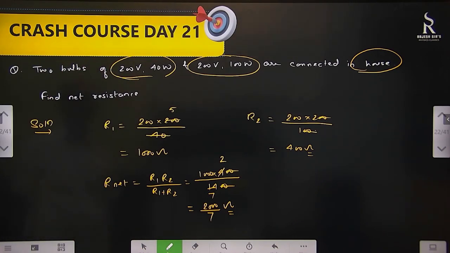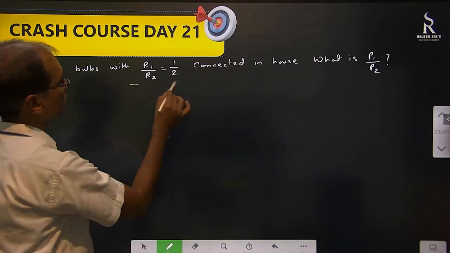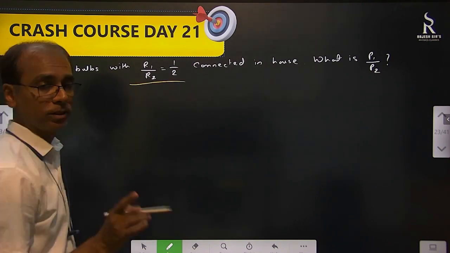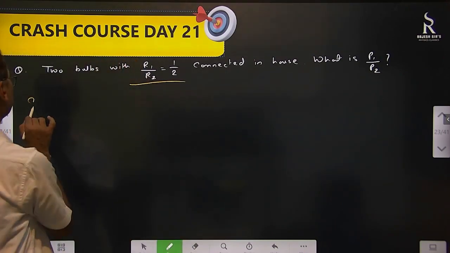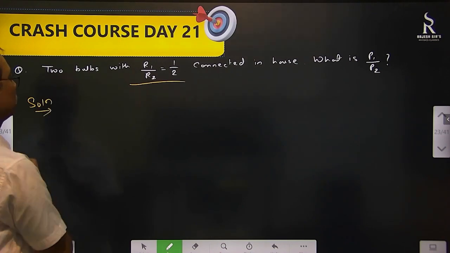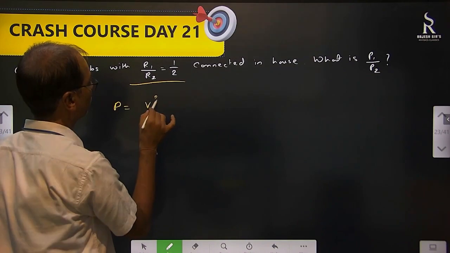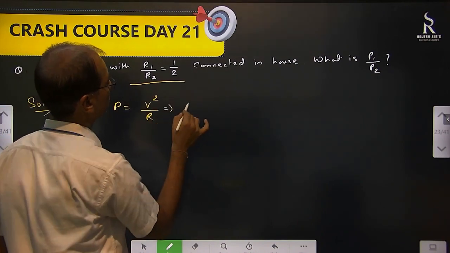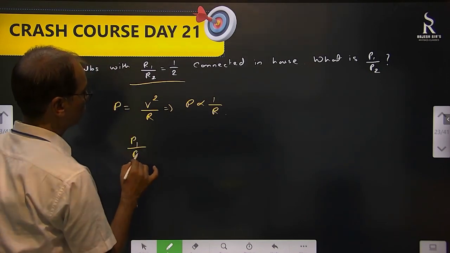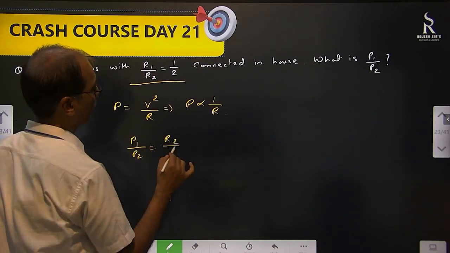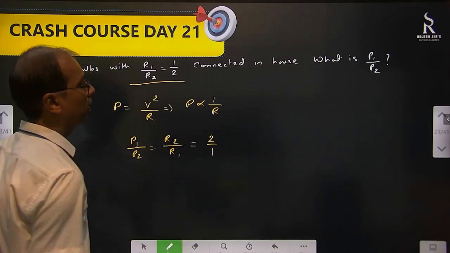Right. Okay. Two bulbs with resistance ratio 1 by 2 connected in house. House means again parallel. What is P1 by P2? Parallel means is what same? Current or potential difference? Potential difference. So when potential difference is same, then P is written as V square by R. That means P is inversely proportional to R. Means P1 by P2 equals R2 by R1. And R1 by R2 is given. So P1 by P2 is actually 2 by 1. That's all.